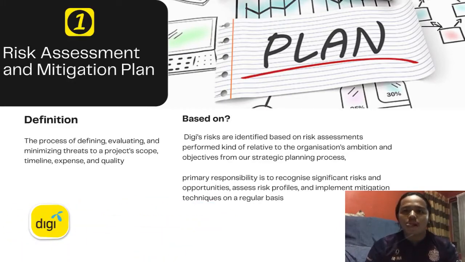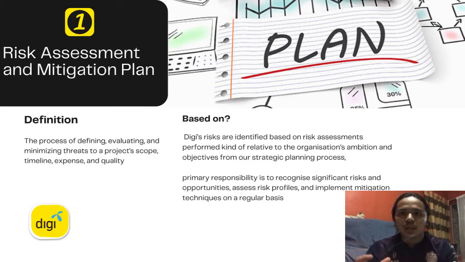Today I want to talk about DG company, which is risk management and mitigation. As we know, the definition of risk management and mitigation basically is the process of defining, evaluating and minimizing threats to protect scope, timeline, expense and quality. Also, we know the DG's risks are identified based on the risk assessment performed relative to the organization ambition and objective from our strategic planning process, which essentially is quite significant.